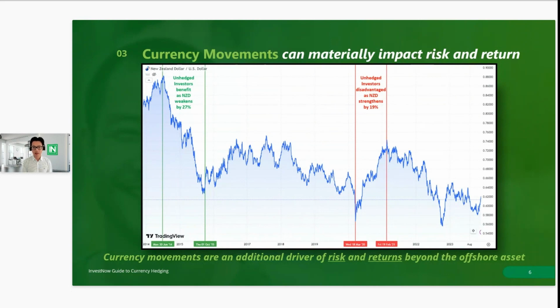And I think the ultimate key point there, if you were to take nothing else away from this webinar other than this one piece, would be that currency movements are an additional driver of risks and returns above and beyond just the offshore asset. Another way to think about it is when you're investing into offshore assets and you don't hedge any of your exposure, you're essentially investing into two separate assets altogether. One being the underlying investment, say the S&P 500, and the other being a foreign currency. Both can have a significant impact on your returns from a New Zealand dollar perspective.